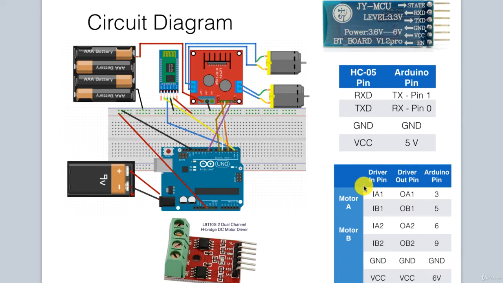For our motor driver, the first set of related motor pins, IA1, is connected to pin 3 on the Arduino, and IB1 is connected to pin 5 on the Arduino. For our second motor, IA2 is connected to pin 6 on the Arduino, and IB2 is connected to pin 9 on the Arduino. The other connections are the ground pin on the driver is connected to the ground on the Arduino, and the VCC is going to go to the positive pin of our 6-volt external power supply.